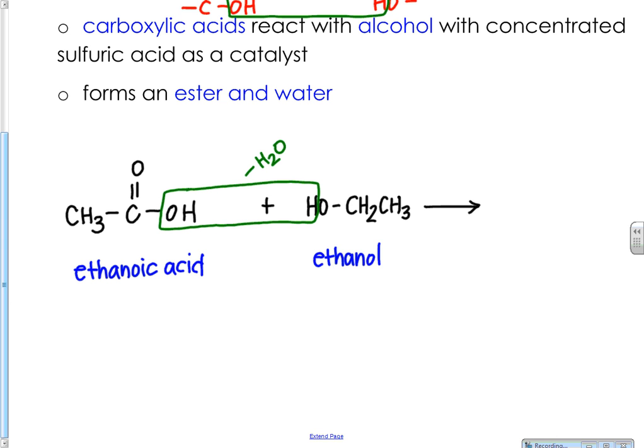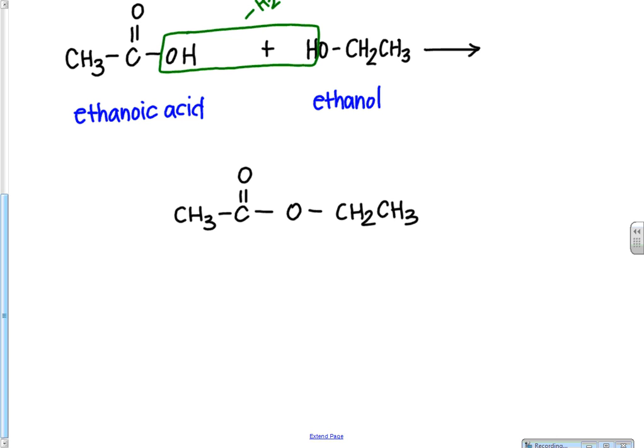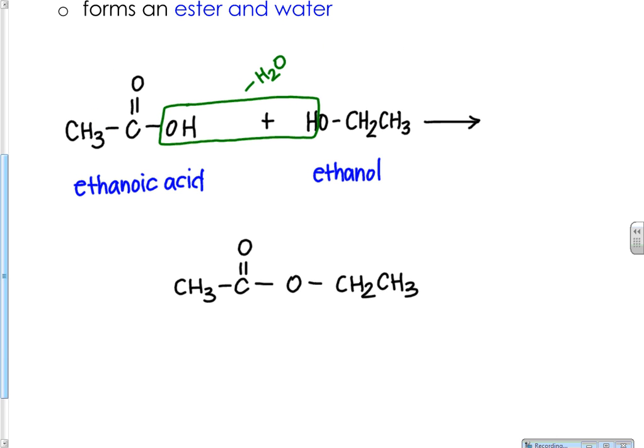So the product of this would be CH3 from your ethanoic acid. The C double bond O stays, but now that OH is gone, and so is the H from the alcohol. So the next thing it can bond to is the O from the alcohol, and then CH2, CH3. And now that product is an ester, and you should recognize the functional group of a C double bond O to an O to another R group as an ester.